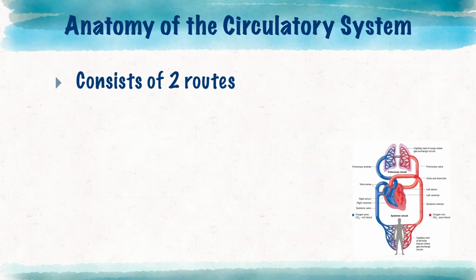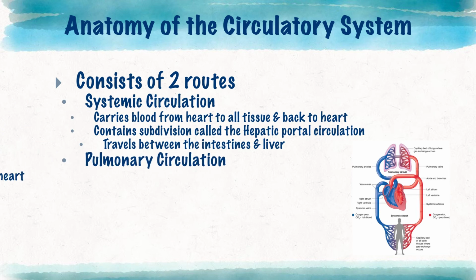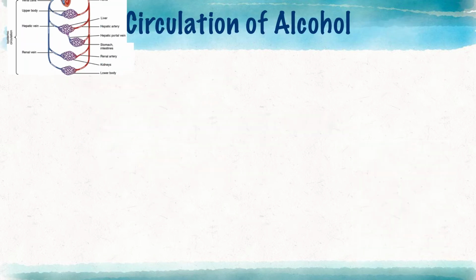There are 2 routes that the circulation takes. The systemic circulation carries blood from the heart to the tissues and back to the heart. It contains a couple of subdivisions, and the one we'll talk about here is the hepatic portal circulation. This is the travel of blood between the intestinal tract and the liver, which is what is oxidizing and taking care of the alcohol. The second circulatory route is pulmonary circulation, which carries blood to the lungs and back to the heart.